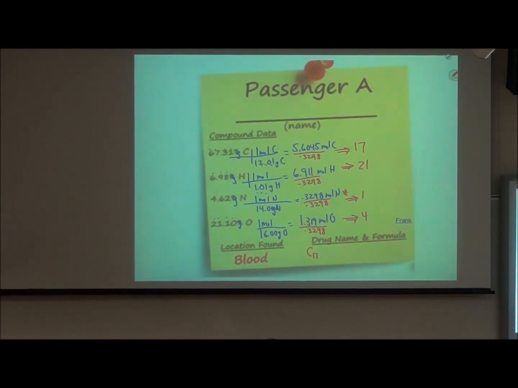We've got C17, H21, NO4. Cocaine. I wouldn't make any assumptions until you have completed all of your Post-it notes and put all those pieces together.